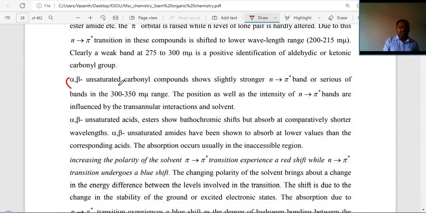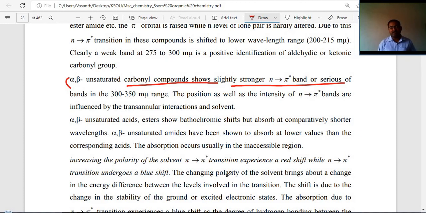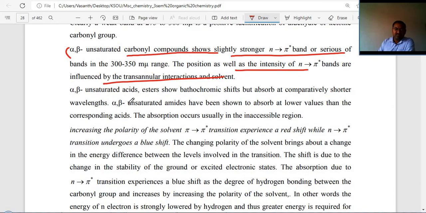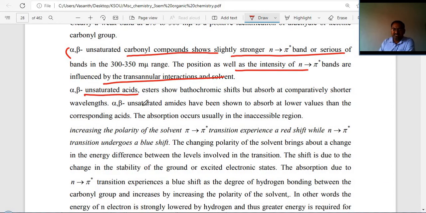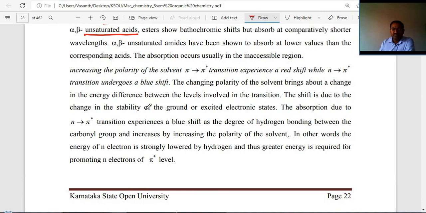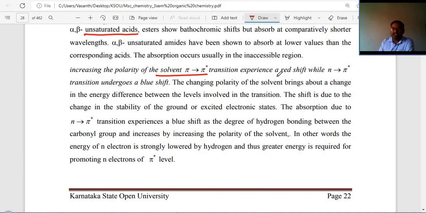Here the alpha beta unsaturated compound shows a slightly stronger n to pi star band. The position as well as the intensity of n to pi star bands are influenced by transannular interactions and solvents. This is also mentioned for acids. With an increase in the polarity of the solvent, the pi to pi star transition experiences a red shift while the n to pi star transition undergoes a blue shift.